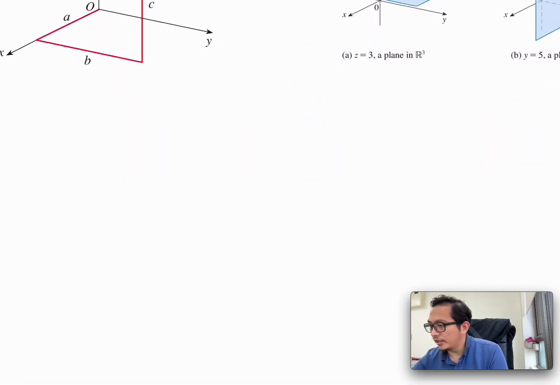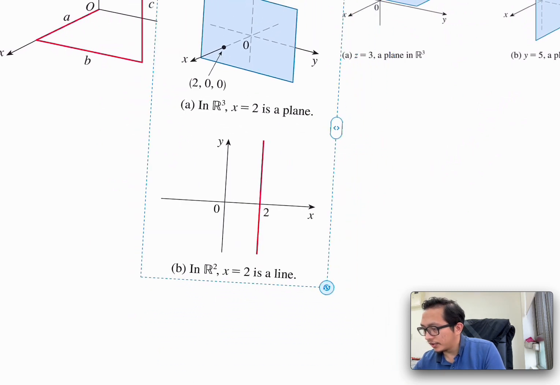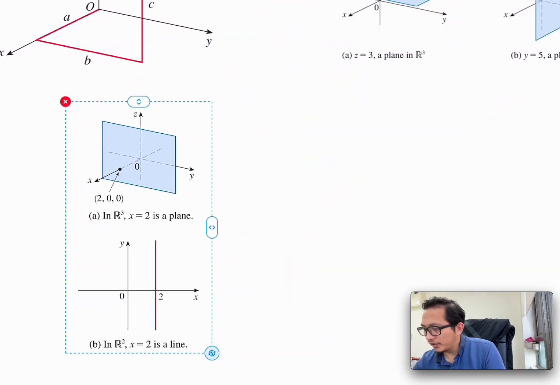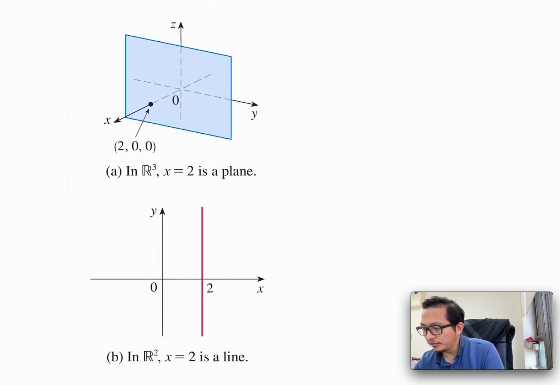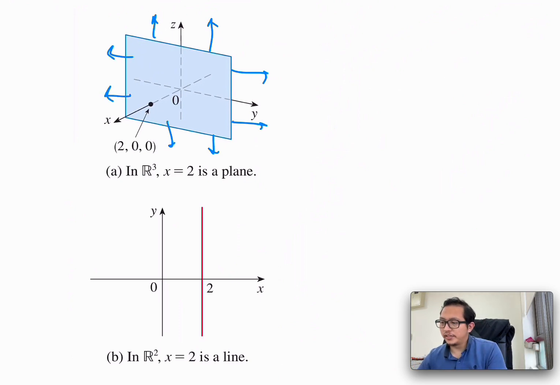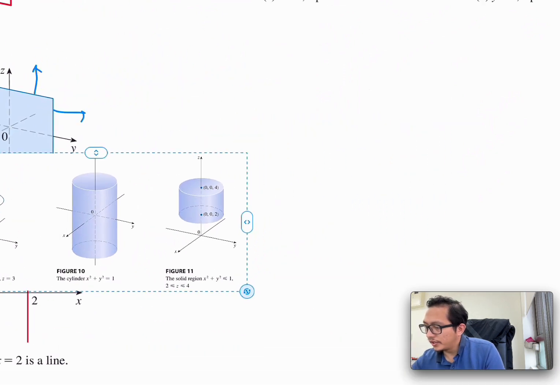Another thing: like I mentioned, x equals 2 is actually a line, but in a 3D system it's a plane, it's a surface. And this does not necessarily have a rectangle shape. It can go further away, so we call that an infinite surface. And then we have what we call a solid.